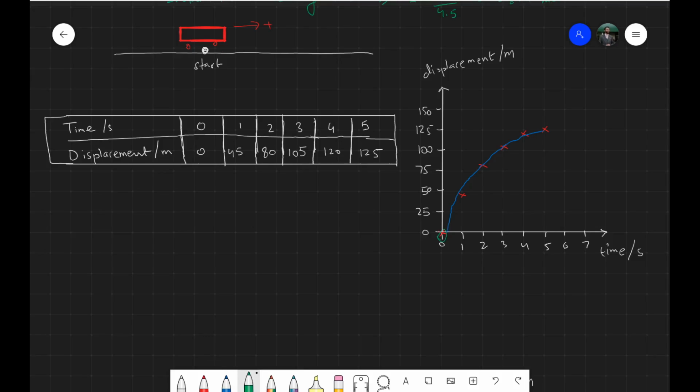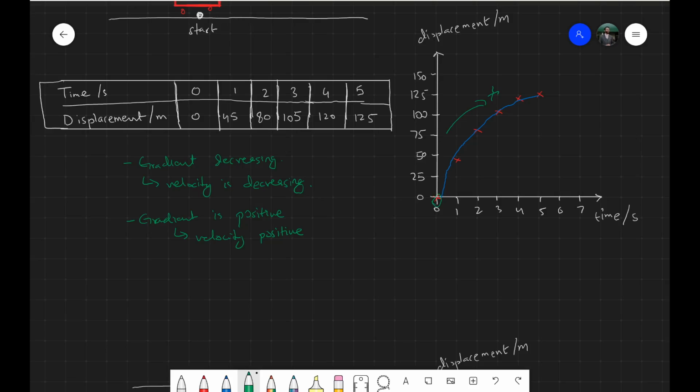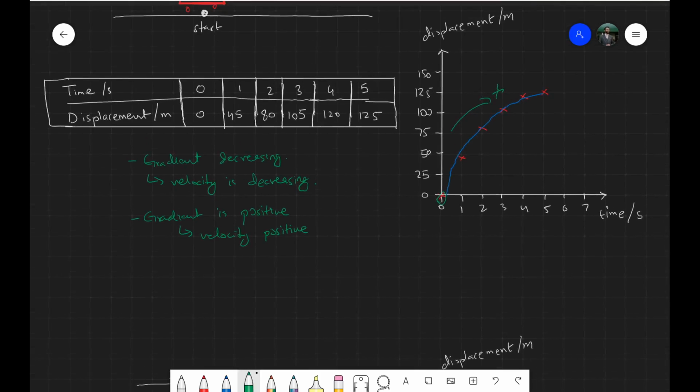What can we say about the gradient of this line? Well, if you pay attention to the initial part of the graph, it's a steep line and then the line becomes flatter. So we can say that the gradient is decreasing, which means that velocity is decreasing. We can also say that the gradient is positive since the line is always going up, it's never coming down. So we can also say that velocity is positive, which is to say that the car is always moving forward, it's not coming back. And again, from this graph you can find out the average velocity and the instantaneous velocity by doing the same thing that we did in the previous graph.